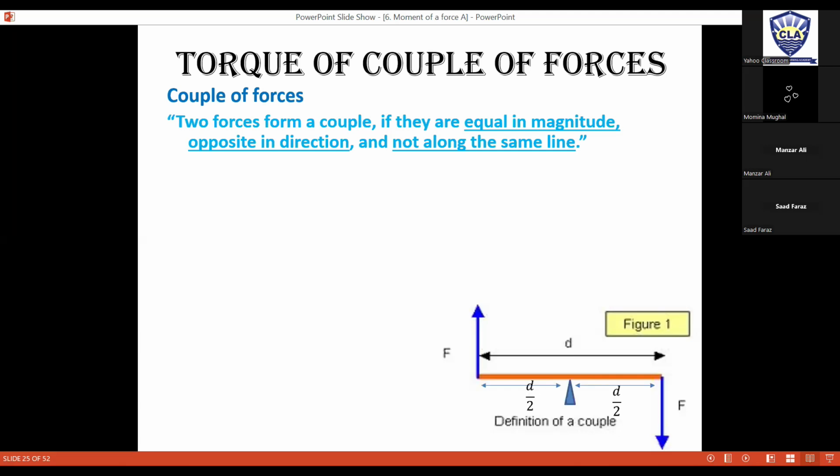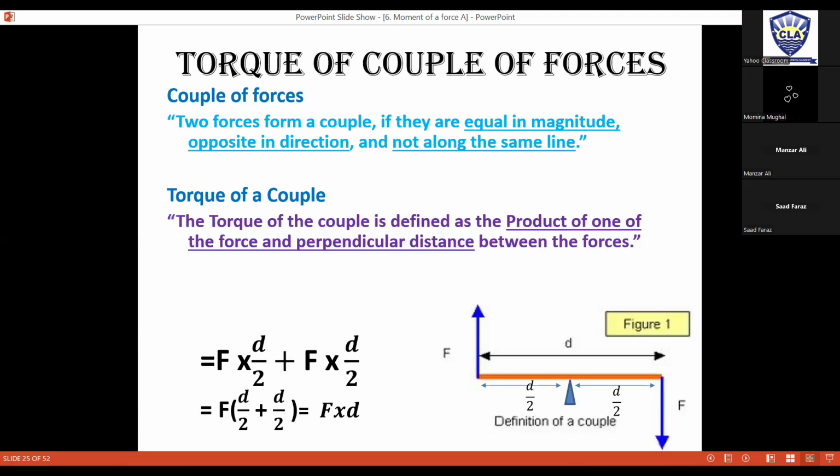Let us find the torque of this couple. If you observe, if the pivot can be placed at any point, if the pivot is placed at the center, the force on the right hand side will have a distance d by 2. The force on the left hand side will have a distance d by 2. So your total turning effect or resultant moment will be, both of them are clockwise, so F into d by 2 plus F into d by 2. So it becomes F into d.